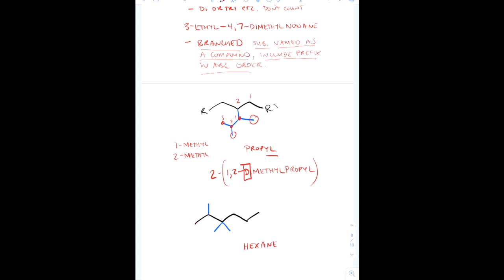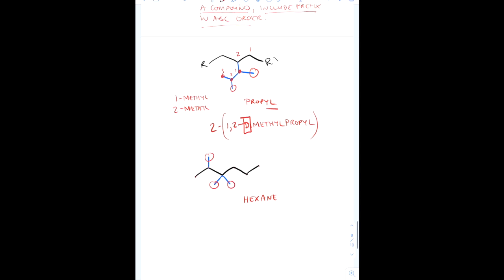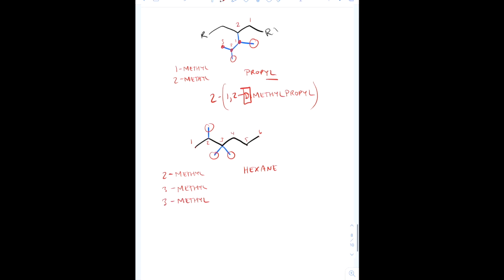And it's an alkane, so we finished that off with ane. We've also got a substituent here, here, and here. So let's go ahead and number from the left side. 1, 2, 3, 4, 5, 6, because that gives us the lowest number for the substituent. That's a 2. That's the lowest number for the first substituent also. So it's 2 methyl. And then at the 3 position we have a methyl. And then at the 3 position we also have another methyl.